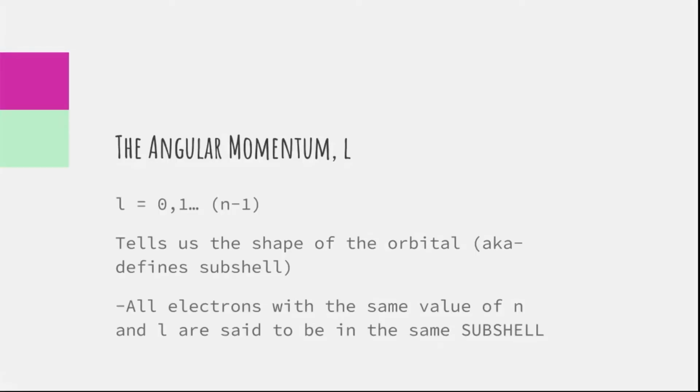Next is the angular momentum quantum number. L equals 0, 1, up to n minus 1, to simplify things. This tells us the shape of the orbital, aka it defines our subshell. Throughout this unit, you don't want to get subshells and orbitals mixed up, because then you might be giving the location of an electron as somewhere else. So be careful with your wording. All electrons with the same value of n and L are said to be in the same subshell. Keep that in mind.